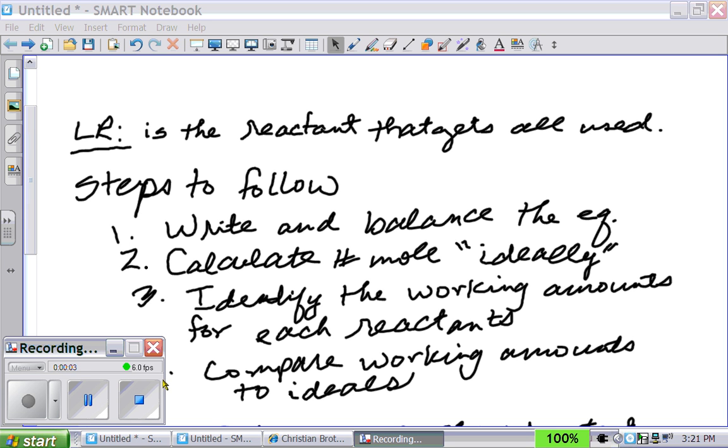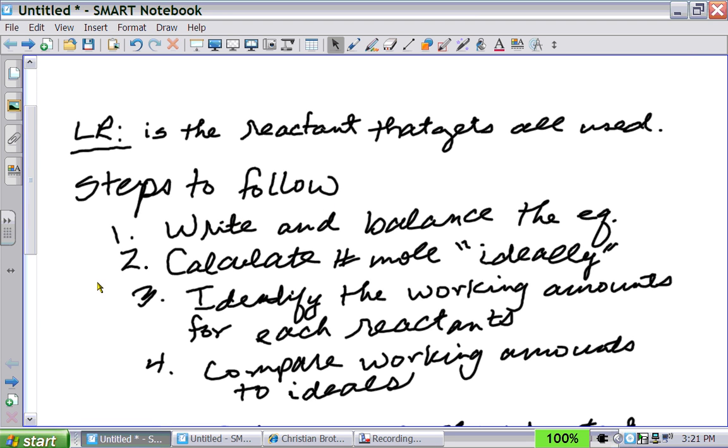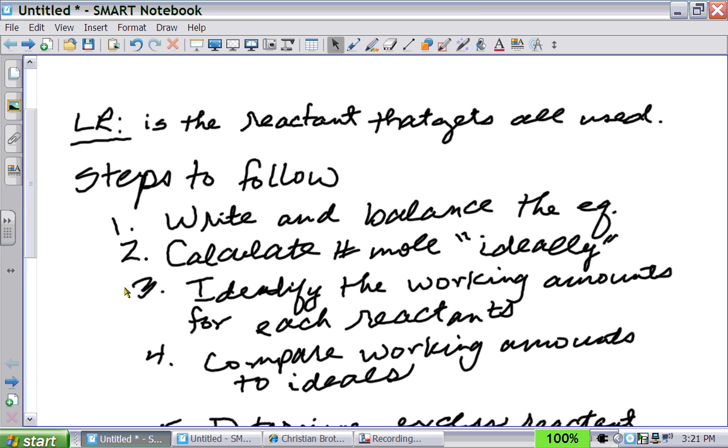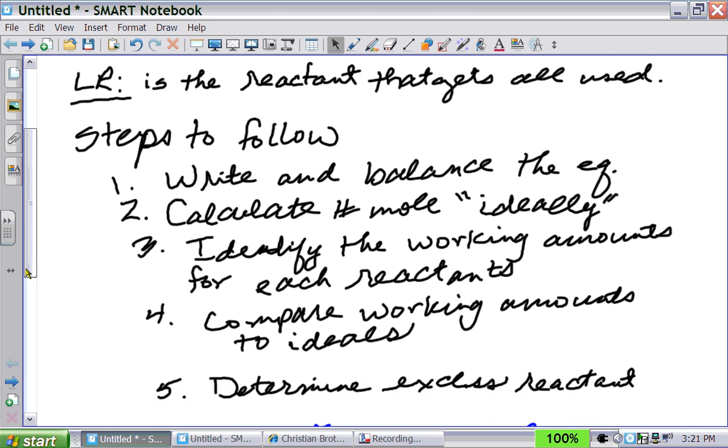Okay, the last lecture dealt with limiting reactants, and I went through some steps that you should follow when you're trying to determine what the limiting reactants are. First off, you obviously need to write and balance the equation. Then you calculate the ideal moles. In other words, what are the moles of reactants and products in the balanced equation?